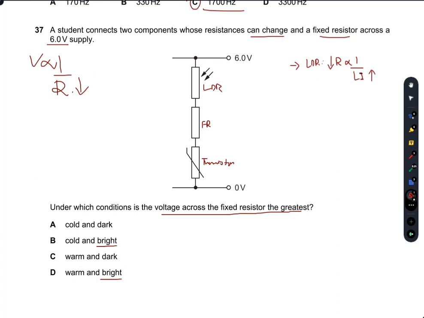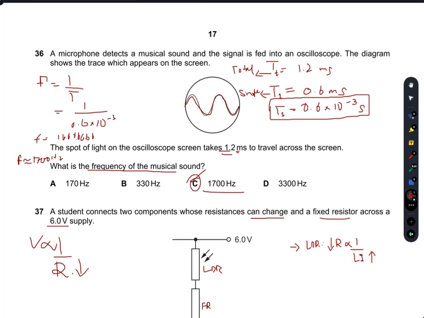For a thermistor, the resistance is inversely dependent on the temperature. So for lowering the resistance, we will have to increase the temperature here. So I will take warm conditions. So D is my right option.